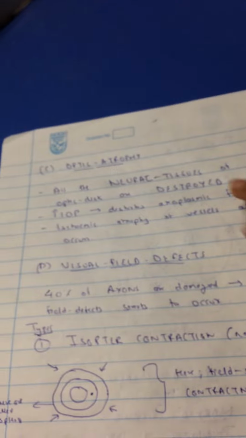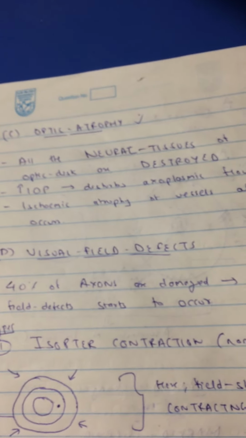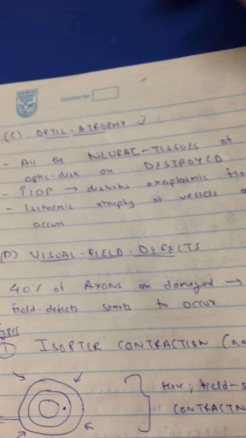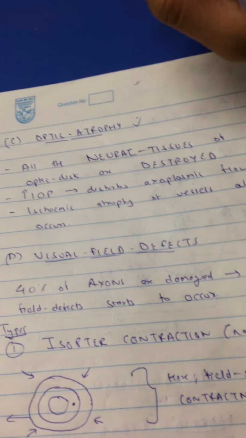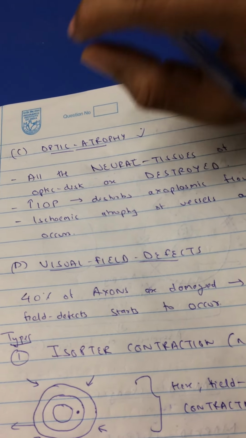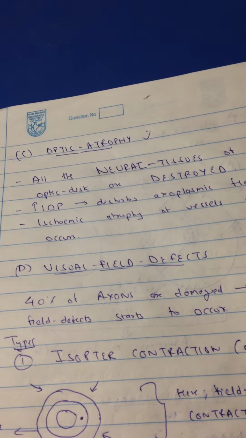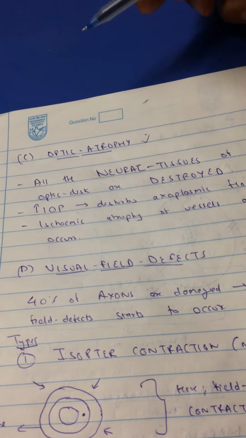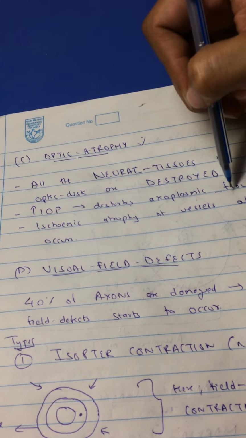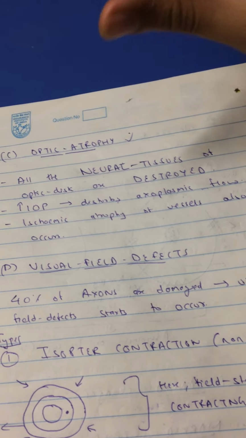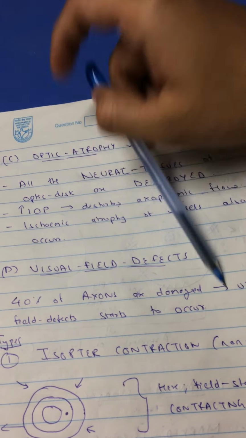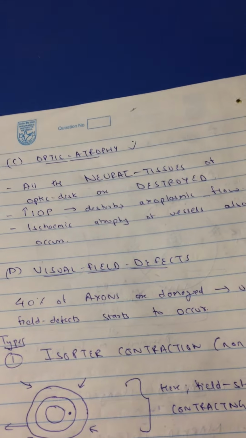So now we talk about optic atrophy. Now this is the third stage. In this, all the neural tissues of the optic disc are destroyed, complete destruction occurs. The IOP rises and it disturbs the axoplasmic flow also. That also damages the optic nerve. And ischemic atrophy of the vessels also occurs in this. So there's the optic atrophy.